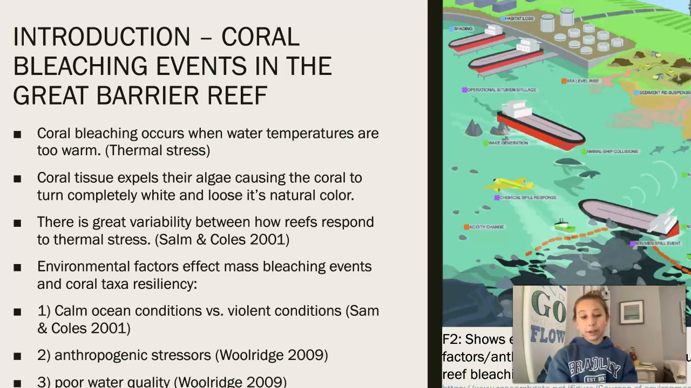Three include: 1. Calm ocean conditions versus violent conditions, 2. Anthropogenic stressors such as sedimentation, pollution, and spillage from human-induced activities, and 3. Poor water quality as a result of anthropogenic stressors through acidity and spillage. Figure 2 shows examples of environmental factors such as anthropogenic stressors that cause reef bleaching.